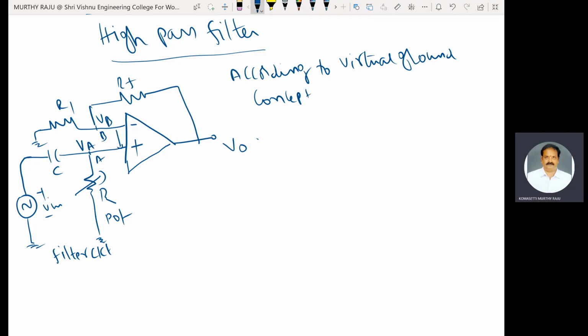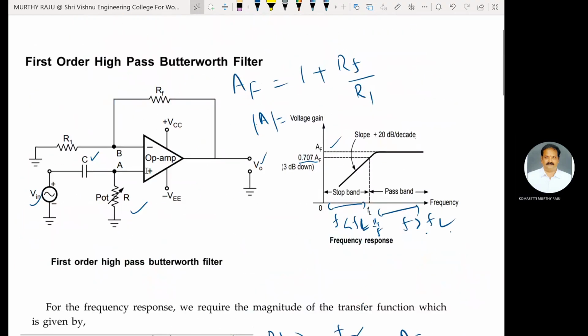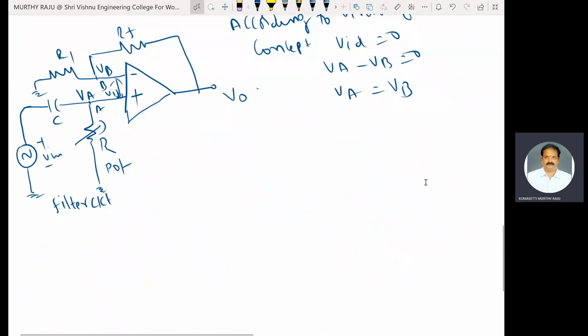The difference between these two is VID. VID is equal to 0. VID means VA minus VB is equal to 0. So VA is equal to VB. This is the actual circuit. VA is equal to VB because VID is equal to 0. The differential voltage between these two terminals is equal to 0.